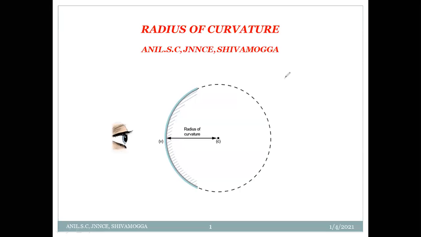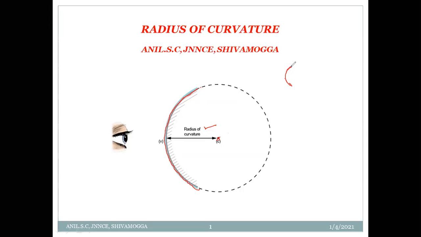Okay, you will be given a curve like this, a part of the curve like this. If you imagine a complete circle, taking this as part of the circle, or construct a circle considering this part as one of the parts of this circle, the circle will take this shape. Then the radius of this assumed circle is called the radius of curvature, and this is the center of curvature.